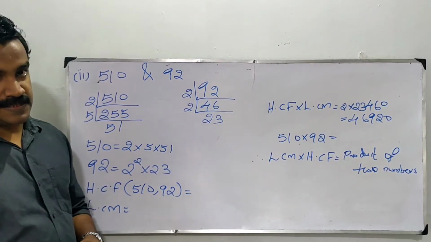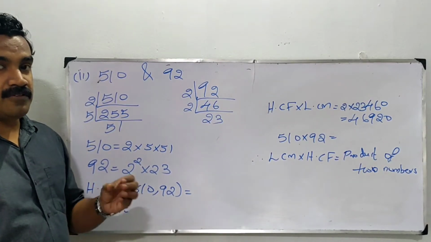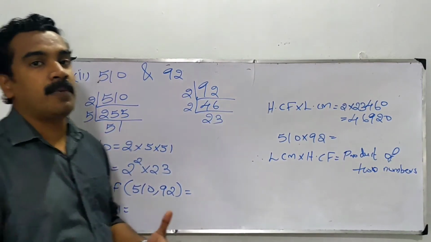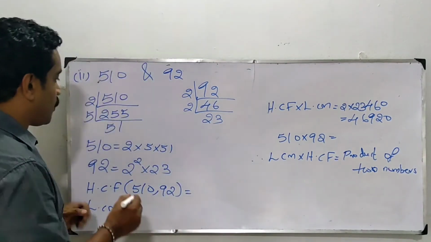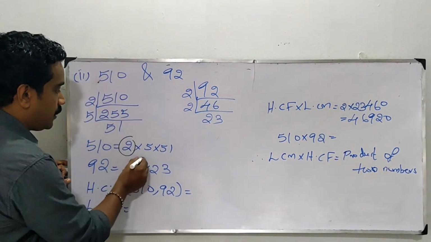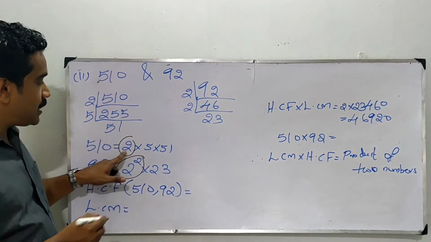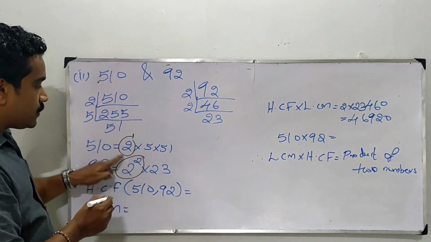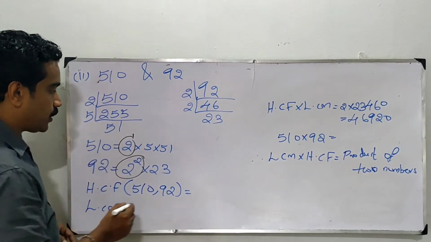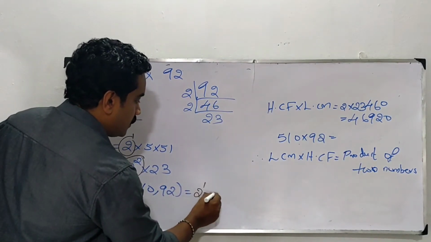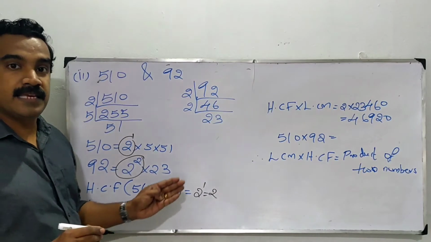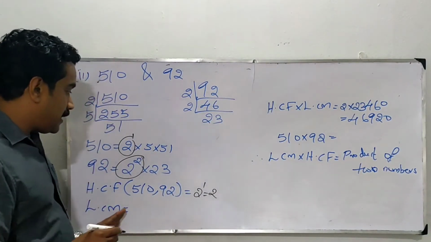Next we are finding the SCF. What is SCF? SCF here we are taking only the common. In common we are taking the least power. Here the common is 2, here is 2 and here is also 2. Where is the least power? Here, because only 2 here, that means 2 raised to 1, here 2 square. So we are taking the least power, that is 2 raised to 1. So 2 raised to 1 is equal to 2. So HCF is 2.